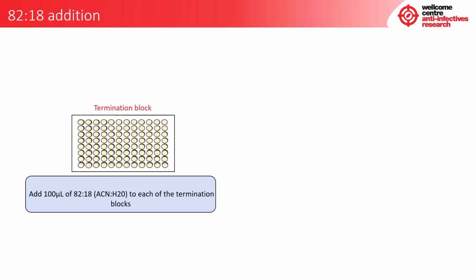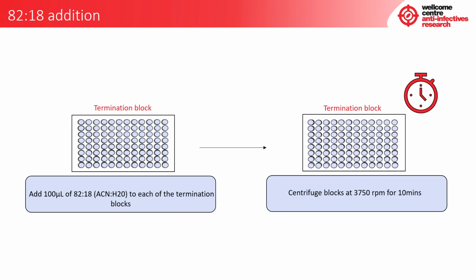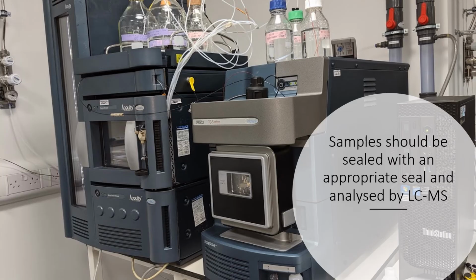Add 100 microliters of acetonitrile water containing internal standard to each of the termination blocks. Centrifuge blocks at 3750 rpm for 10 minutes. Finally, seal your samples with an appropriate seal and they are now ready to be analysed by LCMS.